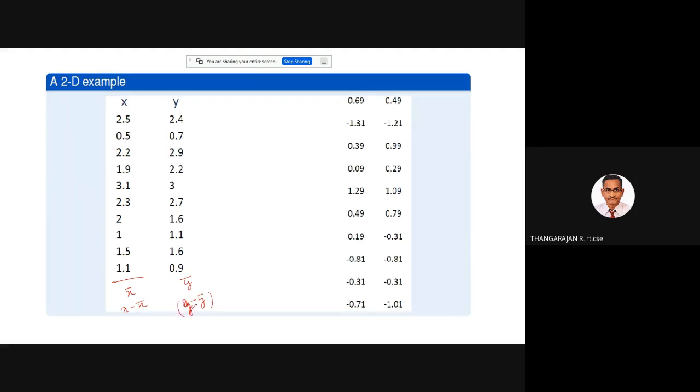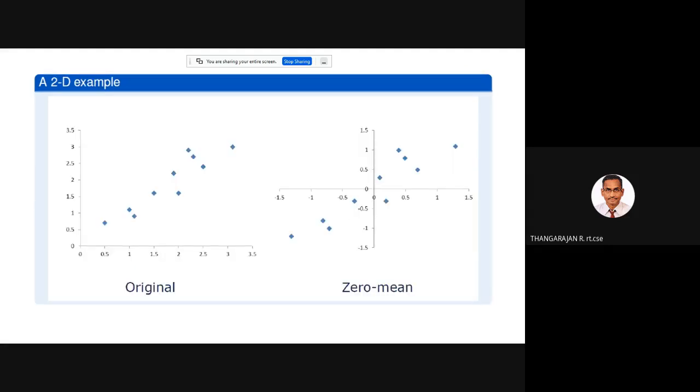Then I get this value: x minus x bar, where x bar is the mean of x, and y minus y bar, where y bar is the mean of y. Now I have removed the mean, so it's zero mean. Instead of data like this, I get data like this, because now the mean is zero. But here the mean is not zero; the mean is somewhere here.